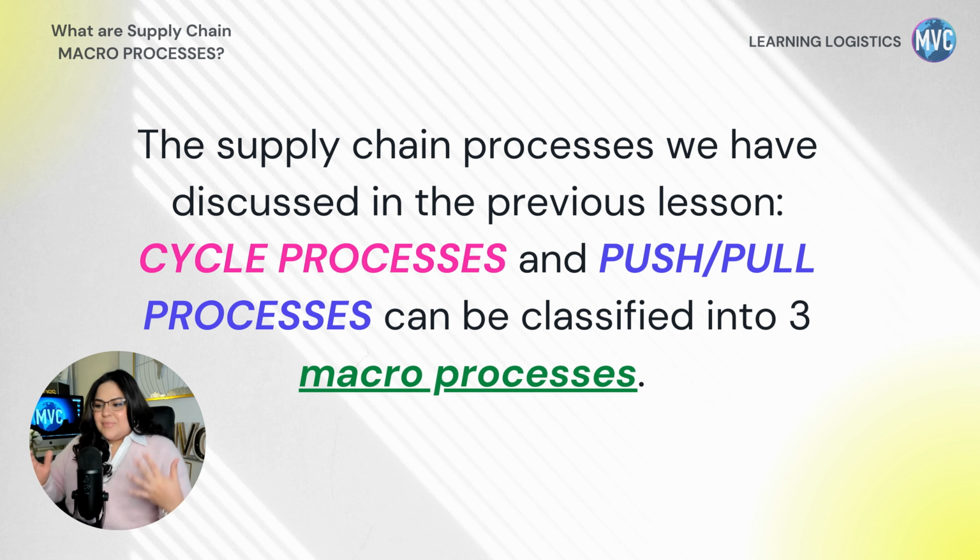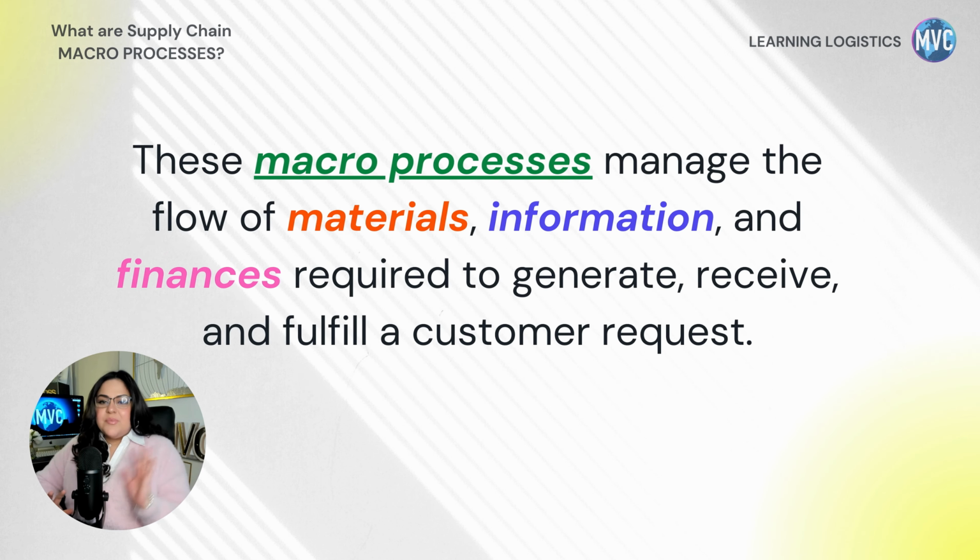If you look from a macro perspective, you're looking at things as a bigger picture. So that's what we're trying to focus on now. We're looking at the processes that we already learned about, and now we're going to look at them in a way that makes sense from more of a strategic perspective for the entire company and the entire supply chain. So that's what we're going to learn about in this lesson. In total, there will be 3 macro processes we're going to talk about.